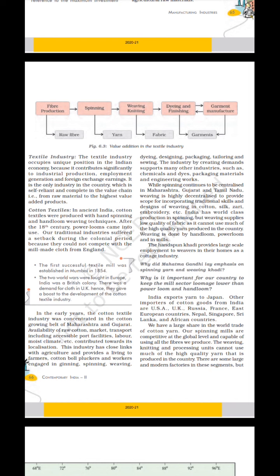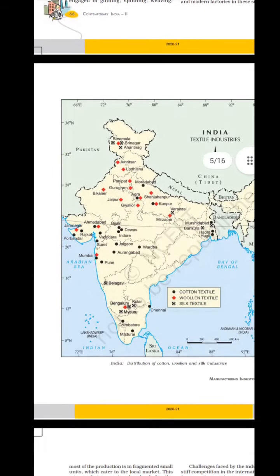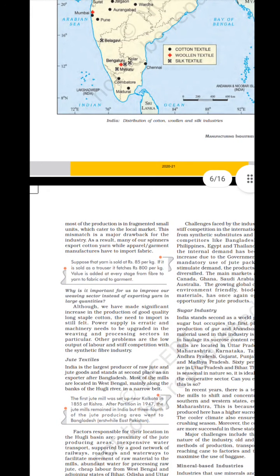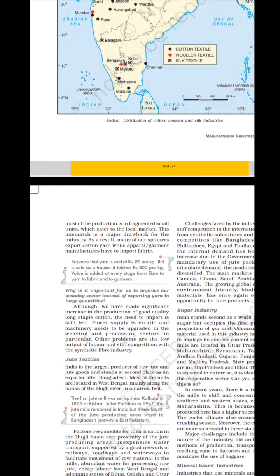We have a large share in the world trade of cotton yarn. Our spinning mills are competitive at the global level and capable of using all the fibers we produce. The weaving, knitting, and processing units cannot use much of the high quality yarn that is produced in the country. There are some large and modern factories in these segments, but most of the production is in fragmented small units which cater to the local market.